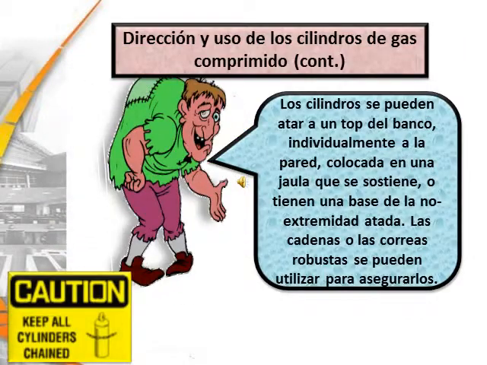Cylinders may be attached to a bench top, individually to the wall, placed in a holding cage, or have a non-tip base attached. Chains or sturdy straps may be used to secure them.